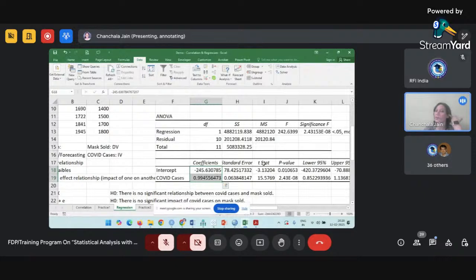So here the t-test will come in that case. To check the significance of these coefficients, we will be using t-stat and its p-value. So you can see the p-value in both the cases is less than 0.05. If I talk about this, this is also less than 0.05. This is also less than 0.05. That means both intercept and the coefficient of COVID cases both are significantly impacting your dependent variable, right? Clear? Yes, ma'am.